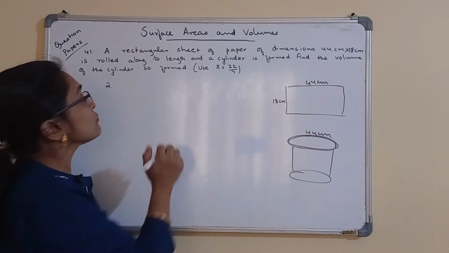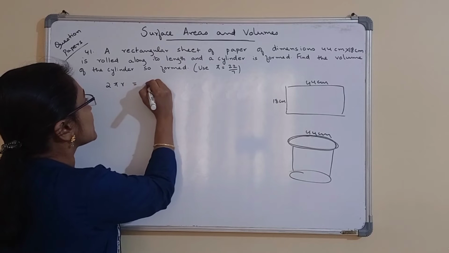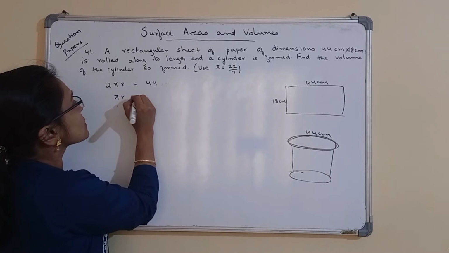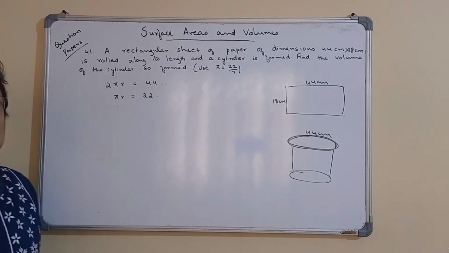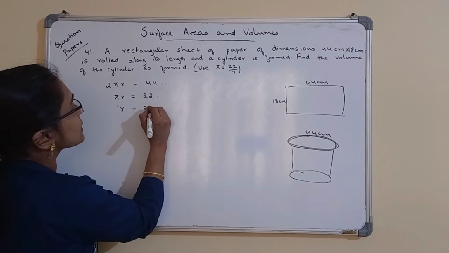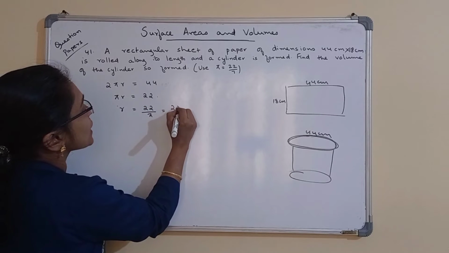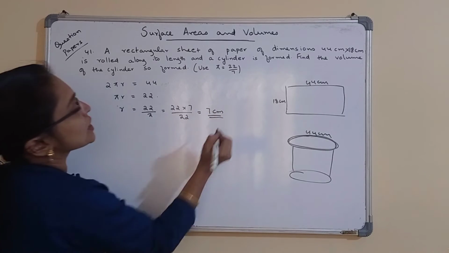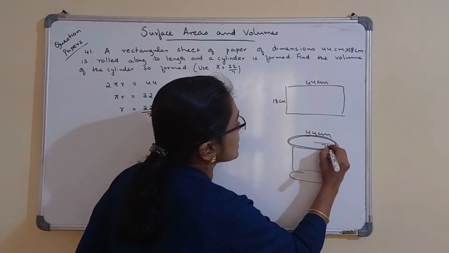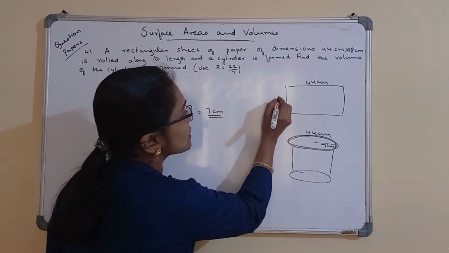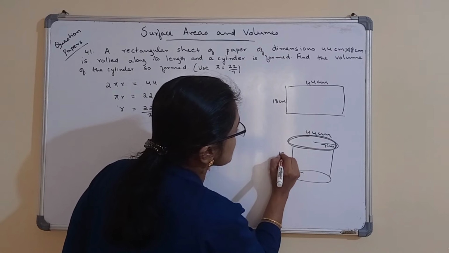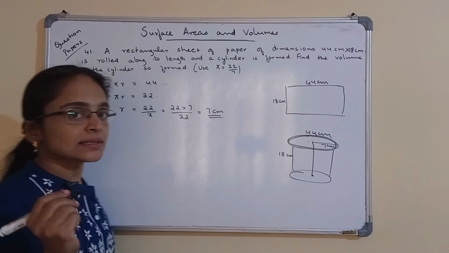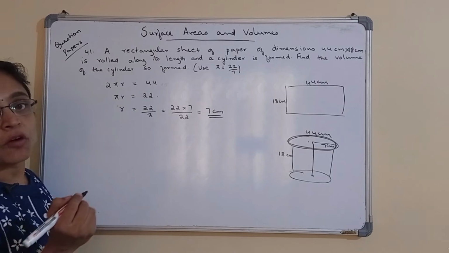Okay, so what is the formula for circumference of a circle? 2 pi r. 2 pi r is equal to 44, which means pi r is equal to 22 and r is equal to 22 by pi, which is equal to 22 into 7 by 22, which is equal to 7 centimeter. So this r is 7 centimeter and height will be this breadth, right? So this is 18 centimeter height. From here to here it is 18 centimeter. Now find the volume of the cylinder.